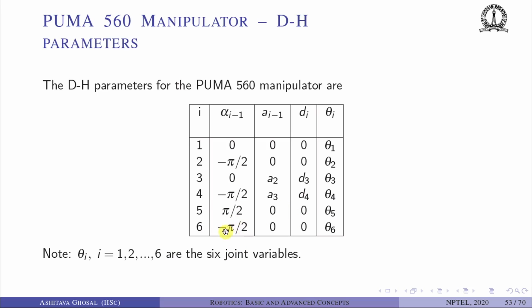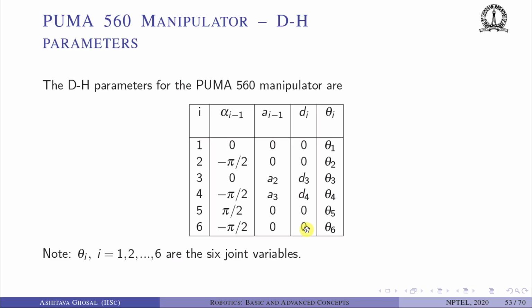Finally, the sixth row, the twist angle is well defined. It is minus pi by 2. Link length is well defined because it is also 0. This D i is according to convention. This is the last link. D i will be what? This will be the distance between X6 and X7. There is no such thing as X7 for this. Okay, there is no seventh joint. So by convention, we put this as 0.